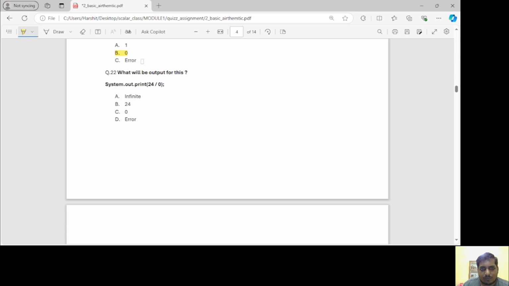Now we see the question number 22. A number divided by 0, what will it give? It will give error or infinity. Any number which is divided by 0 will give an error.